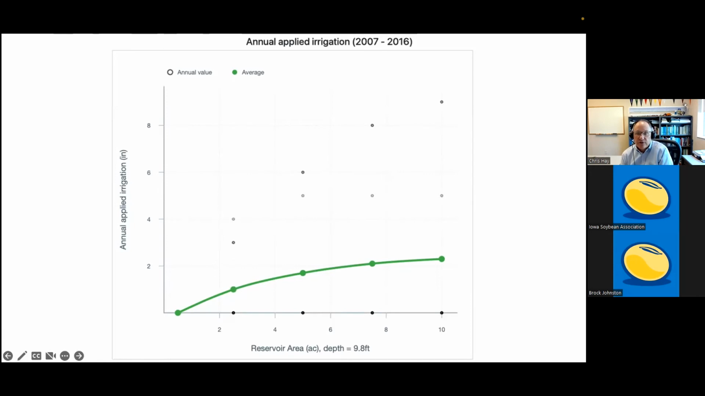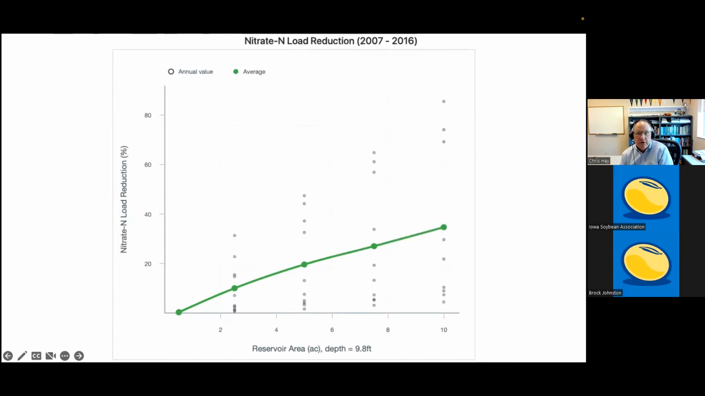Again, it's those years where we have a pretty high irrigation demand where we're going to see that maximum yield benefit as well. Then on the water quality benefit, an example here for nitrate load reduction. As we get into the larger reservoir sizes, we're looking at 20% up to almost 40% load reduction in nitrogen losses. So that water quality benefit goes along with the crop yield benefits as well.